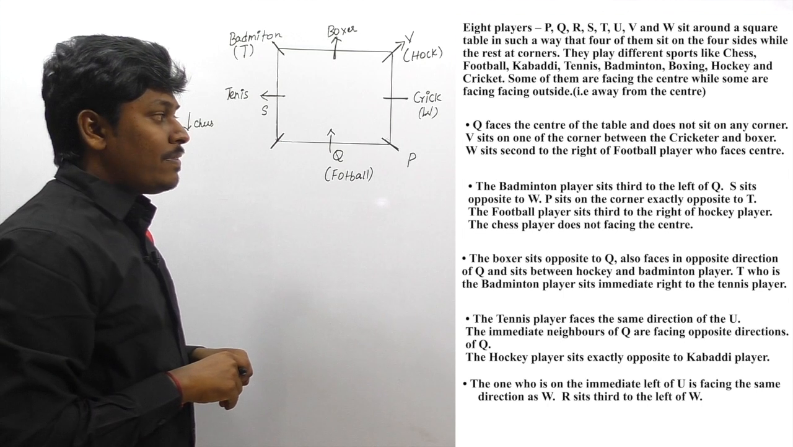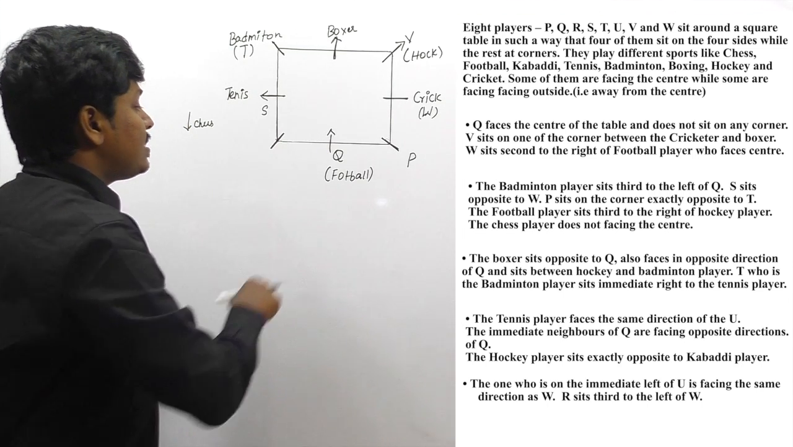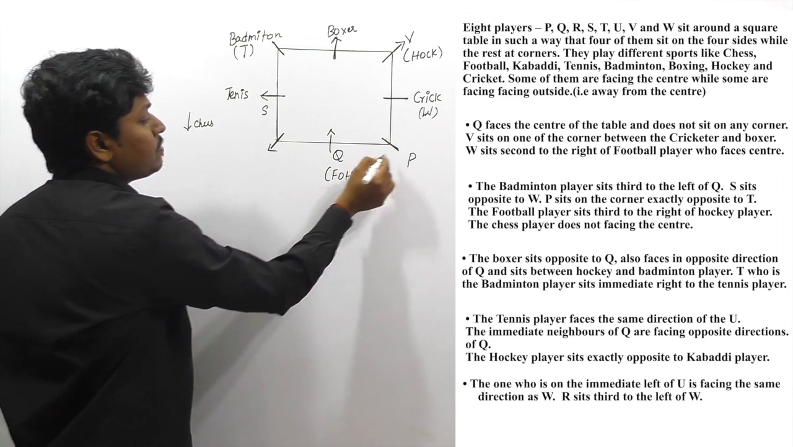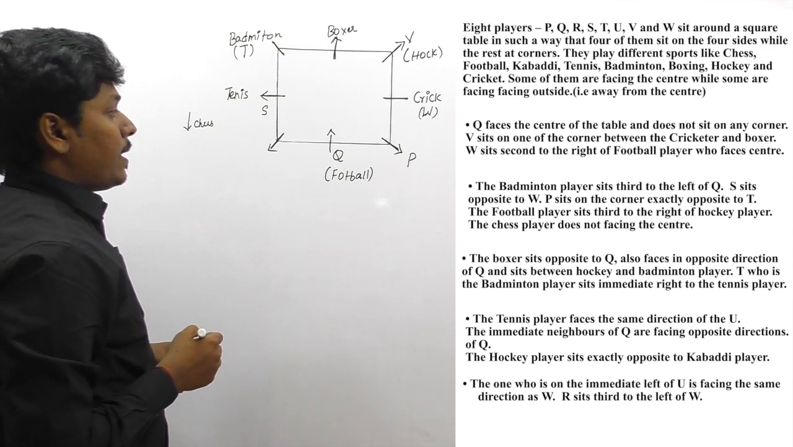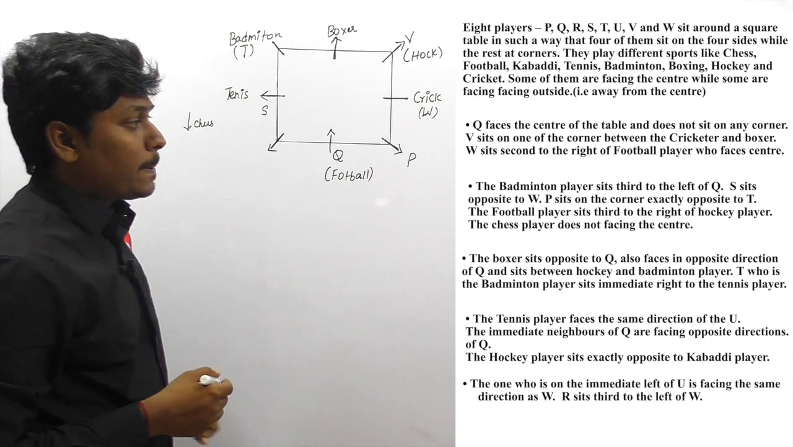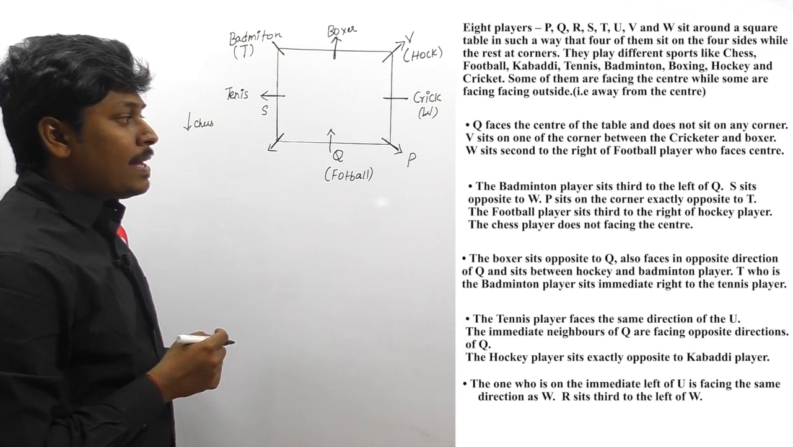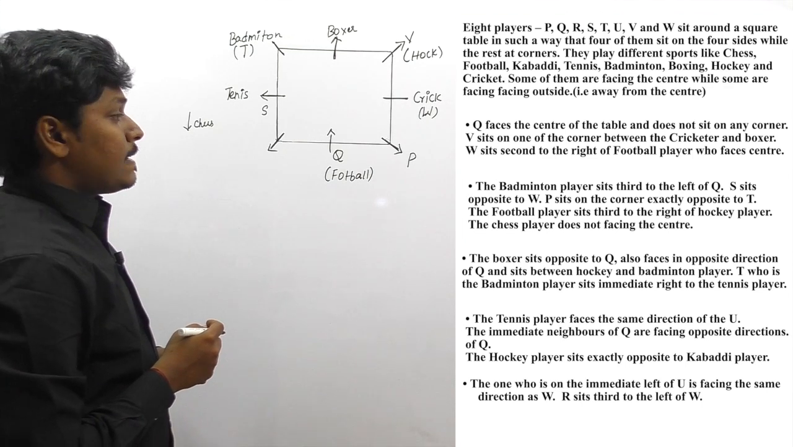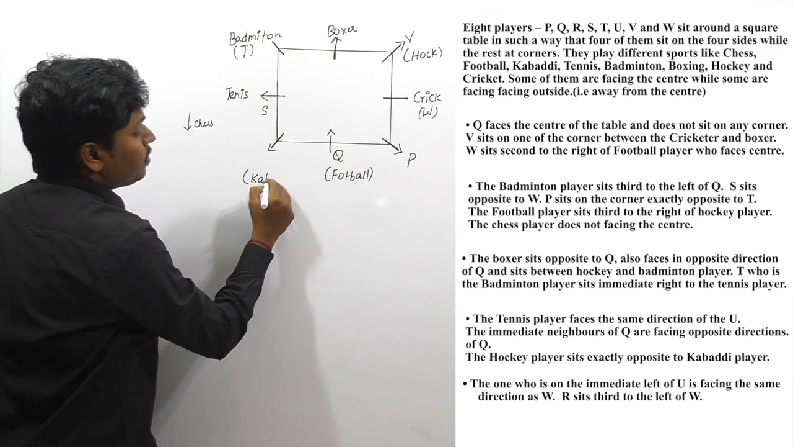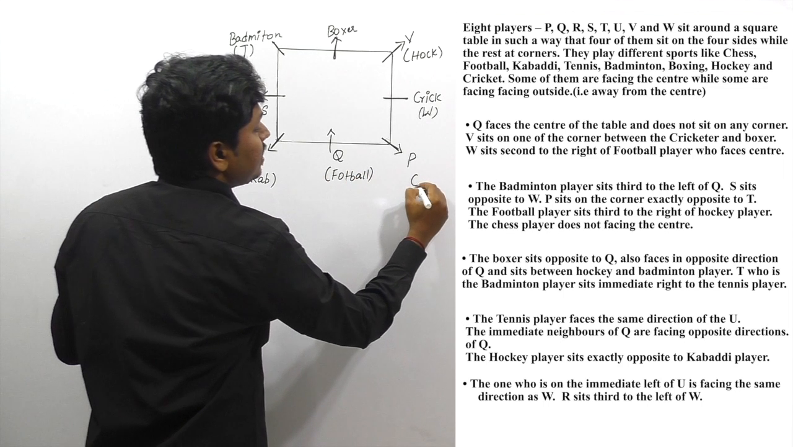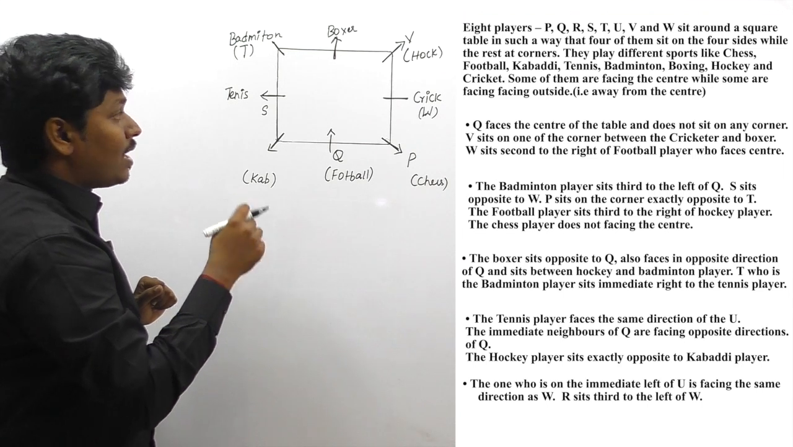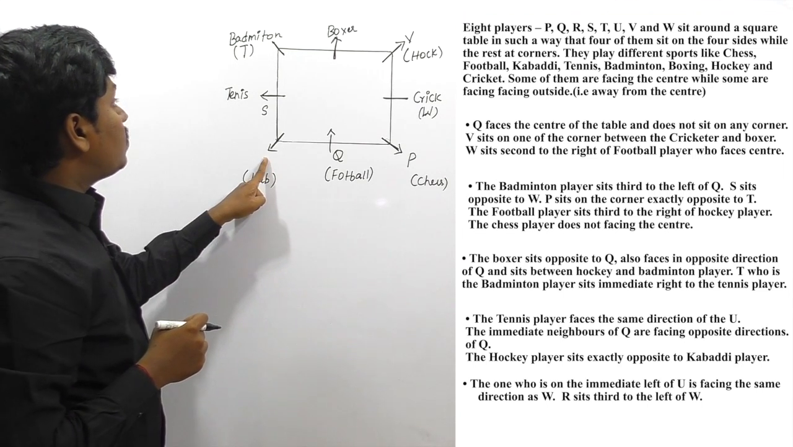The immediate neighbors of Q are facing opposite directions. See here, friends, the immediate neighbors of Q face opposite directions. We know that the person Q is facing the center, so these two persons should definitely face outside. Okay, and the person who is facing outside likes chess, so this should be chess, or this can also be chess. No problem. Then they have said that the hockey player sits exactly opposite to the kabaddi player. So the hockey player and the kabaddi player are sitting exactly opposite to each other, and definitely the person who is facing outside should be chess, right? Now the only thing is that we need to find who is U and who is R, right? That is important, because if I fix U, this can also be U.